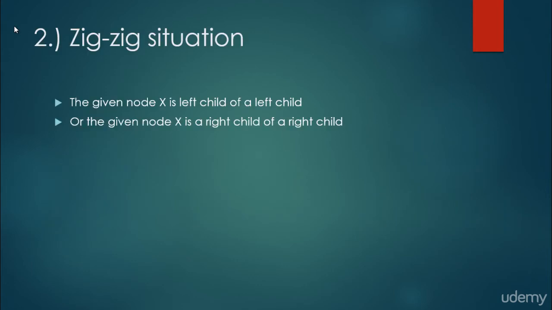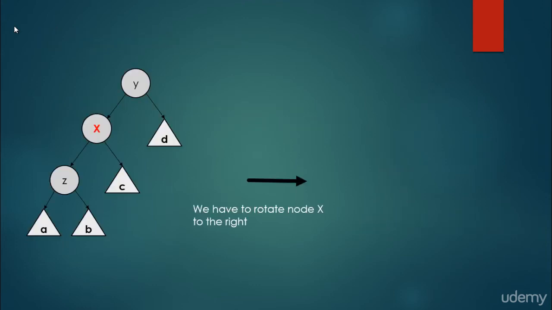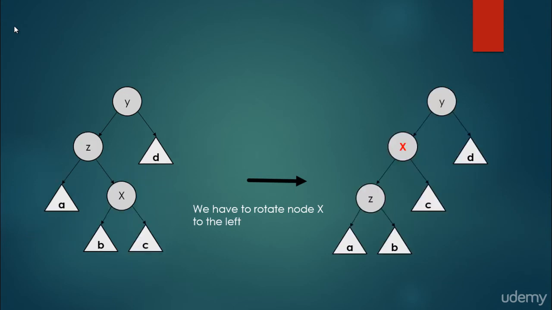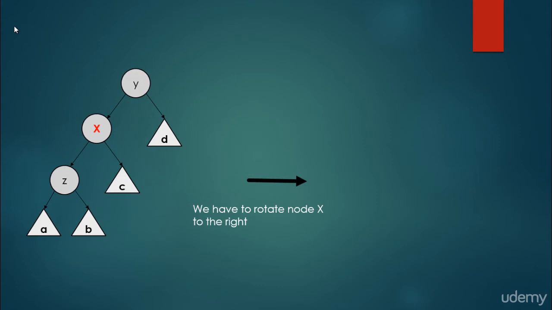Then we have the zig-zig situation, when the given node x is a left child of a left child, or the given node x is a right child of a right child. It is quite symmetric. So as I said earlier, here we have discussed when we are dealing with a right child of a left child. But if we would be dealing with the left child of a right child, we would have to make the same rotations but in the opposite directions. So I think it is quite intuitive.